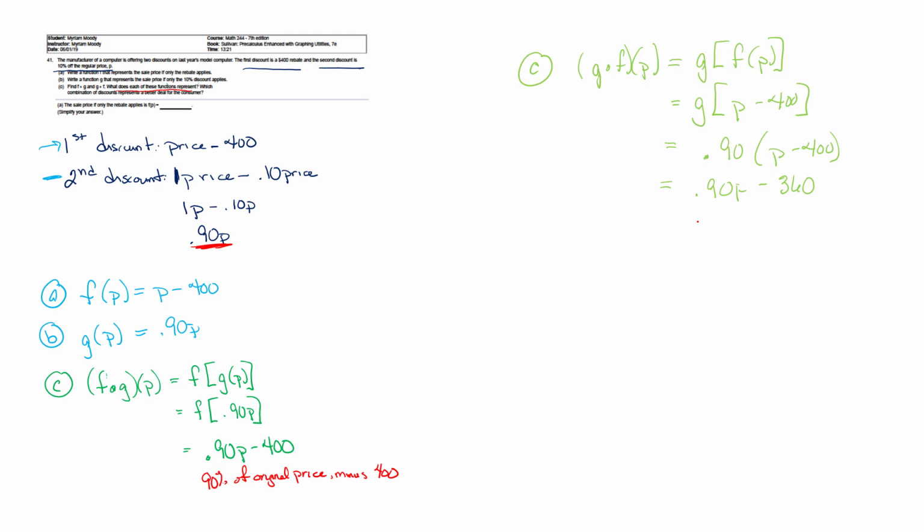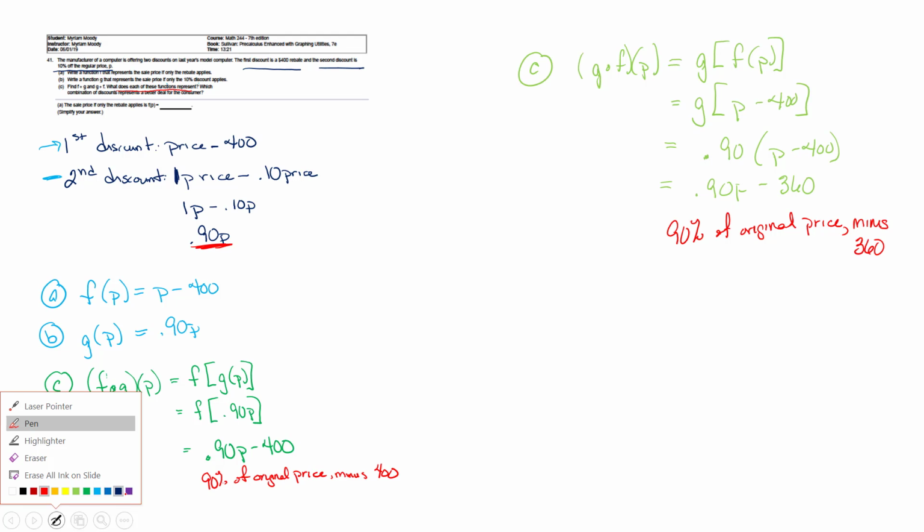And so what does this mean? This means that we're going to pay 90% of original price. And then we're going to minus from that $360.